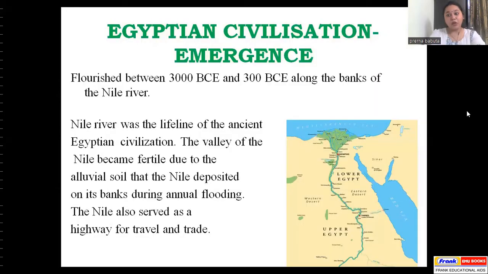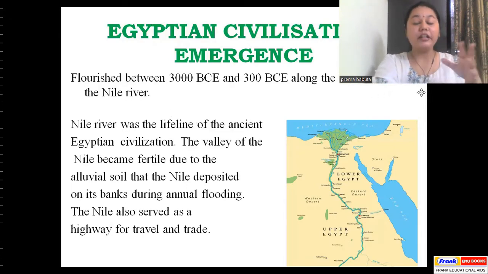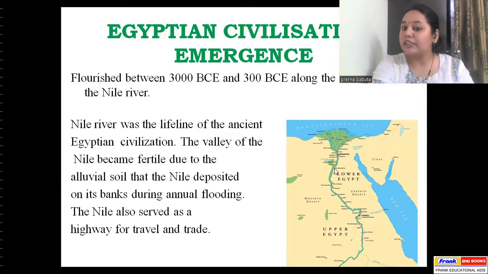So obviously, like we always study, the first point of any civilization, we study how the civilization emerged. The Egyptian civilization flourished between 3000 BCE to 300 BCE along the banks of the Nile River. Like the Indus civilization was near River Indus, and the Mesopotamian was in the land between the Euphrates and the Tigris River, this Egyptian civilization, as you can see, this is River Nile, around which the entire civilization started emerging.